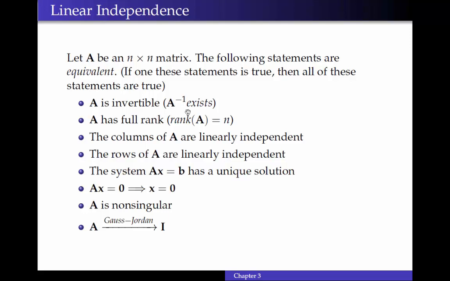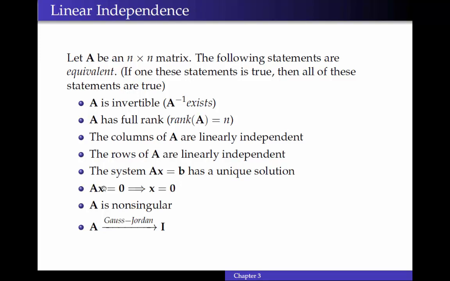A has an inverse. A is full rank, so the rank of A is equal to n. The columns of A are linearly independent. The rows of A are linearly independent. The system Ax equals b has a unique solution. We can see this because if the inverse exists, I can multiply both sides by the inverse, and I'd find out that x is equal to A inverse b. And that's the solution for x. So this system, no matter what the right-hand side vector b is, will always have a unique solution.